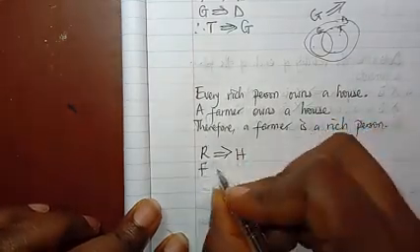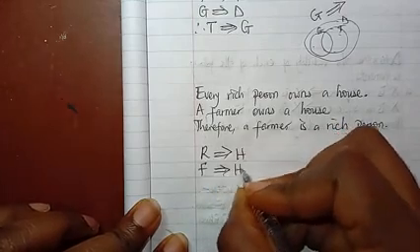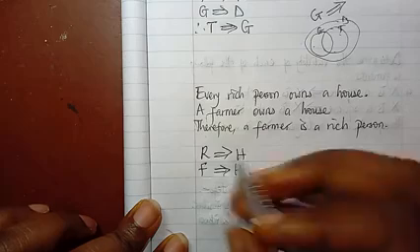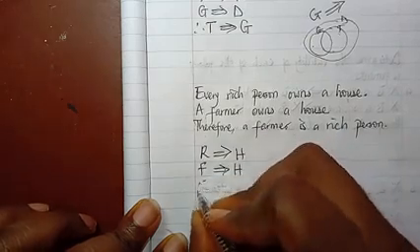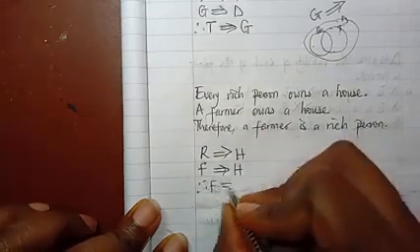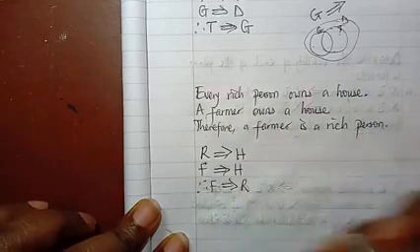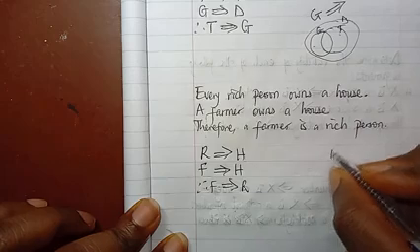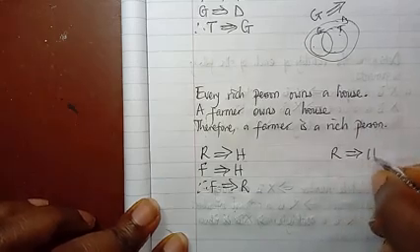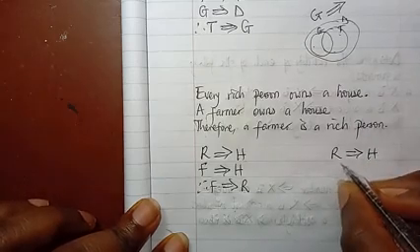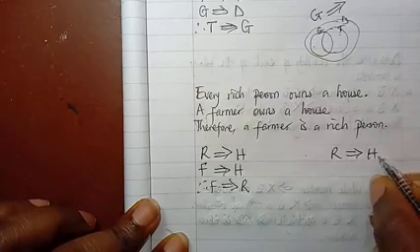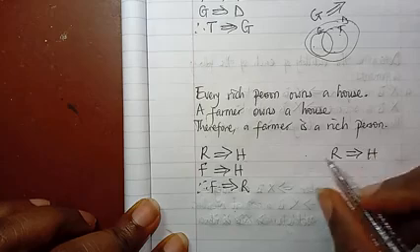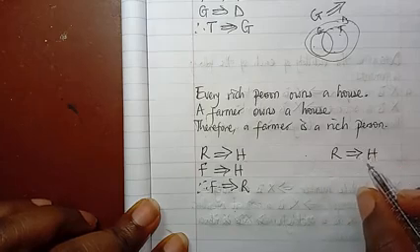We have this farmer owning a house. Therefore, a farmer is a rich person. We now say, therefore, a farmer is a rich person. So in chain rule, we have rich people own houses. A farmer owns a house. Therefore, a farmer is a rich person.